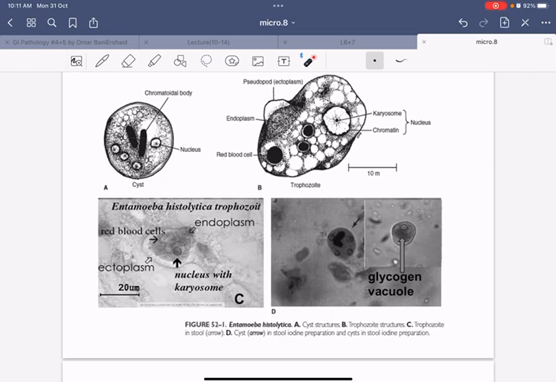RBC: the amoeba ingests RBC. Why ingest RBC? Because they cause ulcers and bleeding, so they ingest RBC. So this is the trophozoite. The cyst contains, look, 4 nuclei. These chromatoid bodies, you can see them as rods.